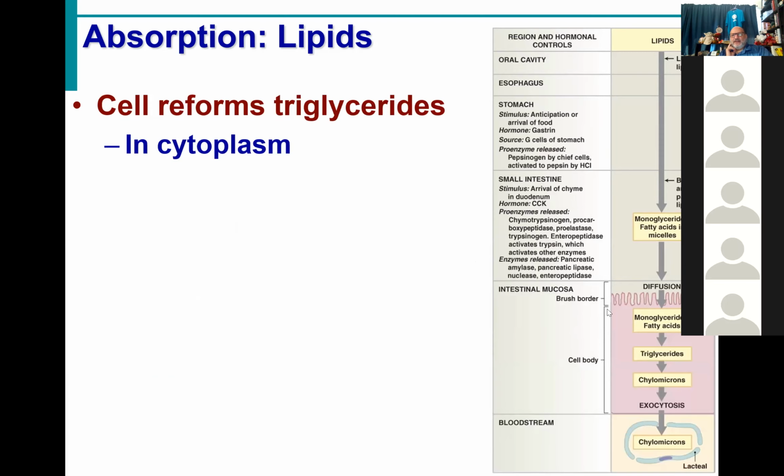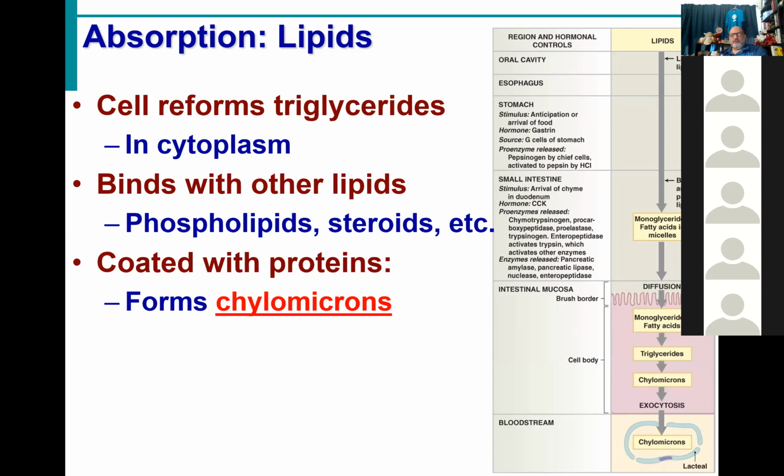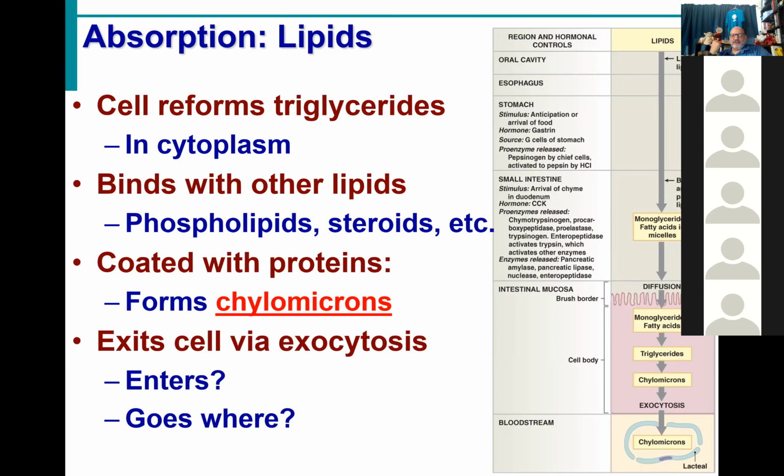Once inside, those fatty acids and alcohols are going to form back into triglycerides. They're then going to be added to other lipids like steroids, cholesterols, phospholipids, other things like that, and coated with polar proteins to form those chylomicrons. A chylomicron is a big structure. So the only way out the basal surface is via exocytosis, where it goes into that lacteal and travels on that merry path back to the heart.